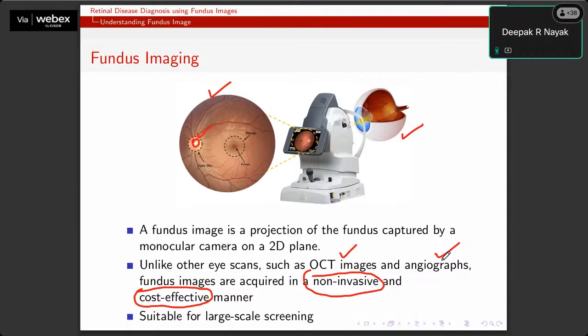Although OCT and angiographies have their own benefits, we'll also discuss at the end of the sessions how to design something called a multimodal model, or how to design a model that can consider different types of inputs of the same patient to have a better decision, right? We'll discuss in detail what is the meaning of multimodal at the end of the session. As I mentioned, because it is non-invasive and cost-effective, it is suitable for large-scale screening. That is why it is currently being used in almost all the eye hospitals or research centers.